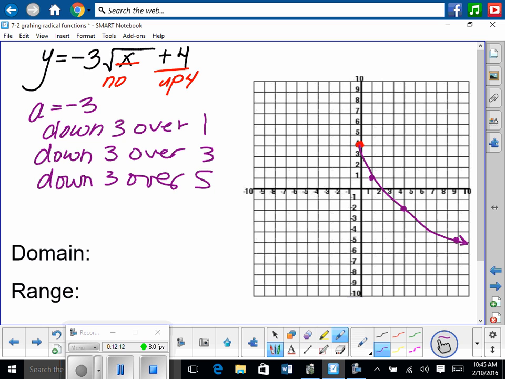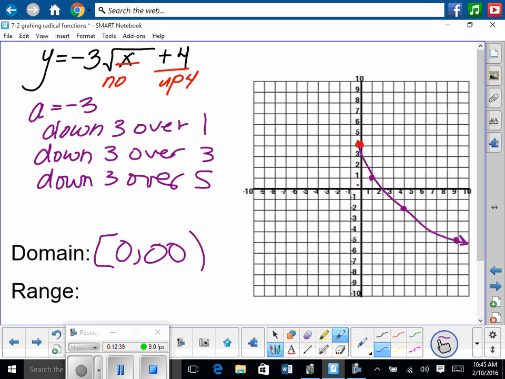Okay, if you don't believe me, type that into your calculator right up here, and I promise you'll get these same x, y points. Okay, domain is x, where's x? Don't focus on how far up or down. Boom, what x value? 0, and it's growing to the right. Isn't this growing this way? Positive infinity.